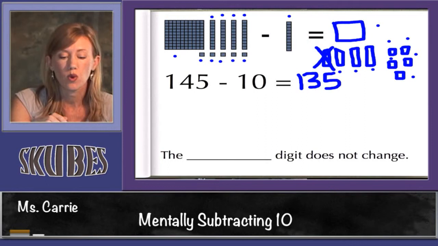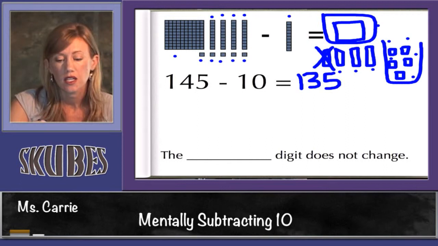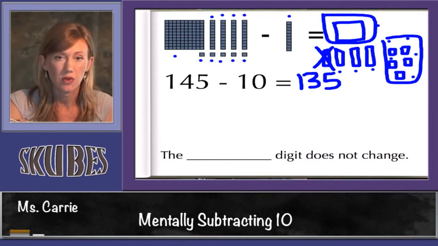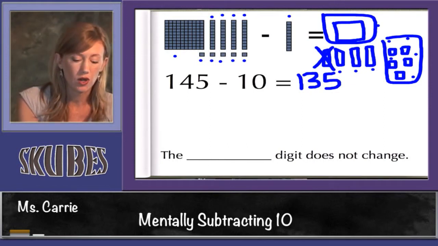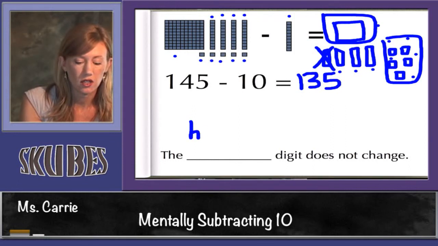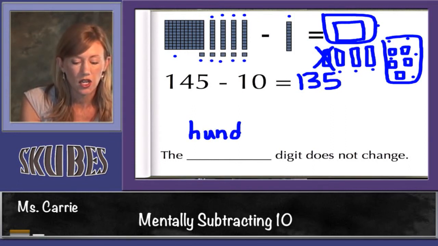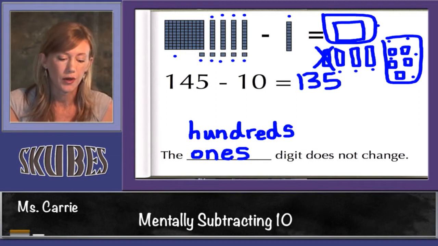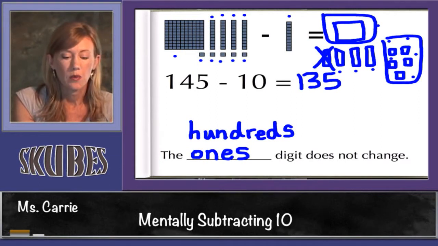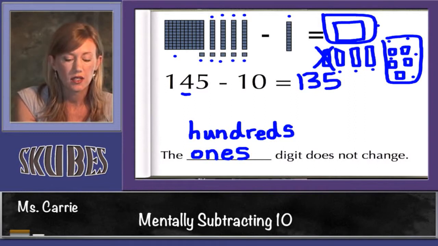You notice that the 100s did not change. The 1s did not change. The 10s changed because we subtracted 10. So when we take 10 away from a 3-digit number, the hundreds digit does not change. It stays the same. And the 1's digit doesn't change. It stays the same also. But the 4 here in the 10s, minus that 10, became a 3.